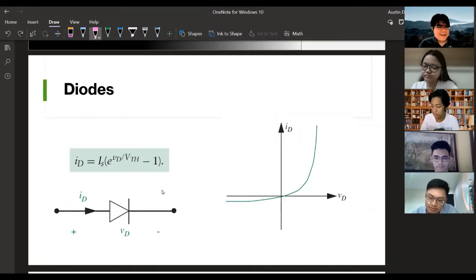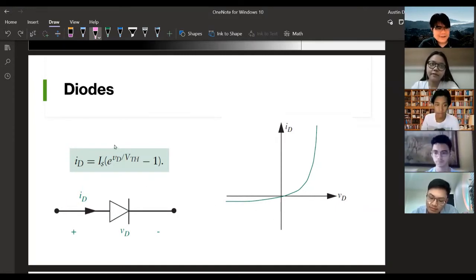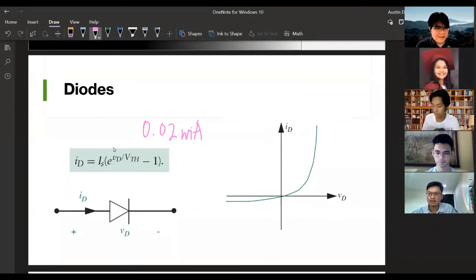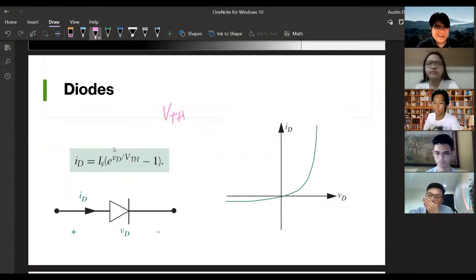Okay, si IS, pangalan niya ay saturation current and it's usually around 0.02 milliamperes. Okay, pero given naman yan. Minsan, given naman yan. Hindi naman ako magbibigay ng mga plug and play na tanong. Solve for VTH, mga ganun. Walang ganun. Madali masyado yun. Okay? So, yung IS is, pangalan niya, saturation current.